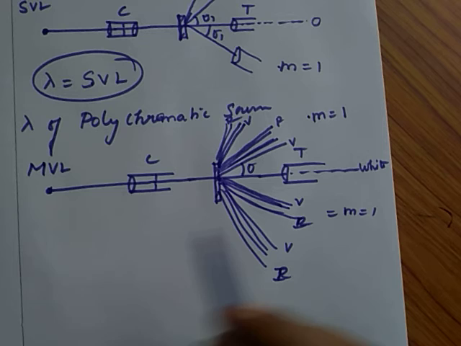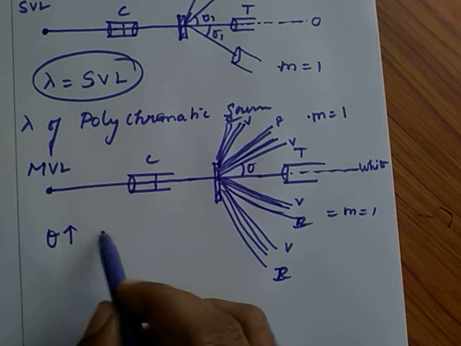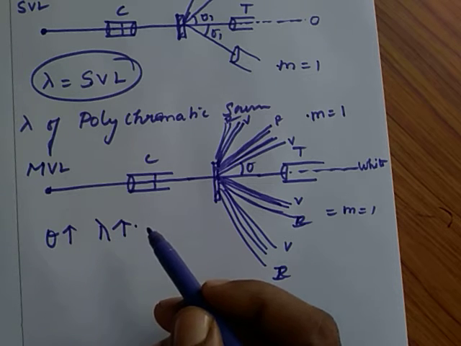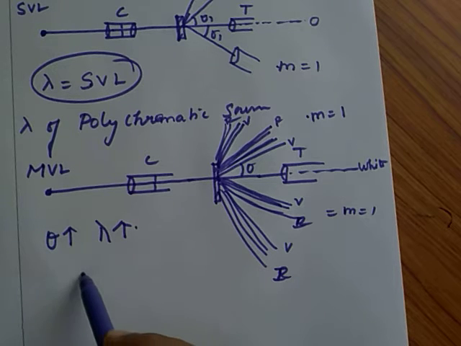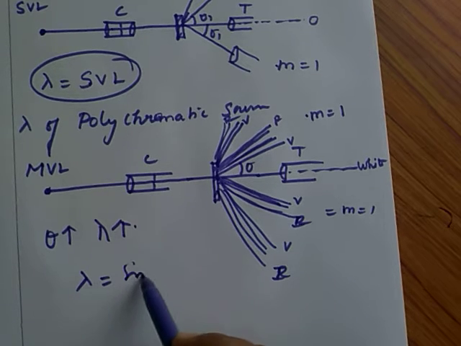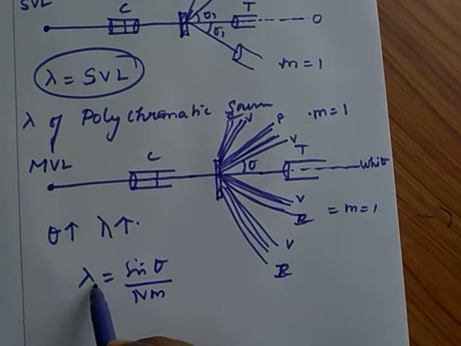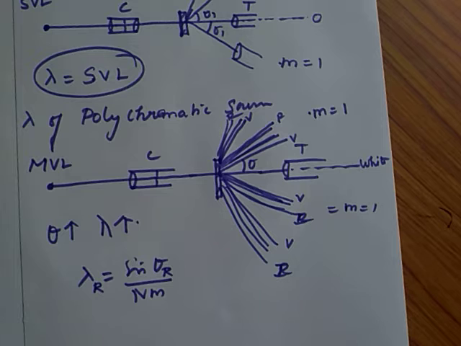From this we understood that if the angle of diffraction increases, the wavelength also increases. We know lambda is equal to sin theta by n m. If, in order to find the wavelength of red, we put the diffraction angle of red, in order one. That's one.